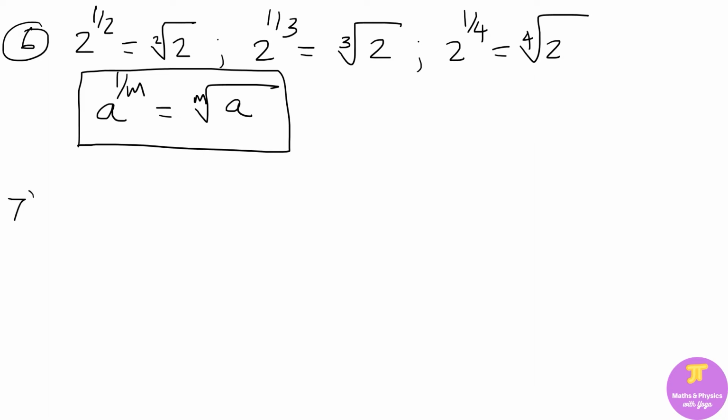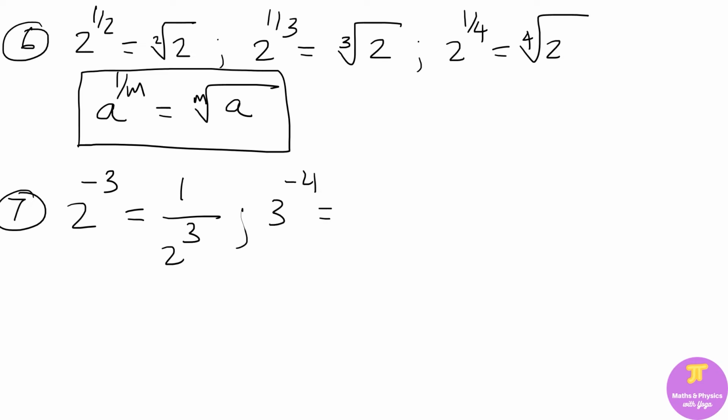And what about the seventh law? It is something like, let's say 2 to the power minus 3. We can simplify this one: it becomes 1 over 2 to the power 3. Another example, let's say 3 to the power minus 4. This is nothing but 1 over 3 to the power 4, right? So you can quickly verify whether it is true or not.